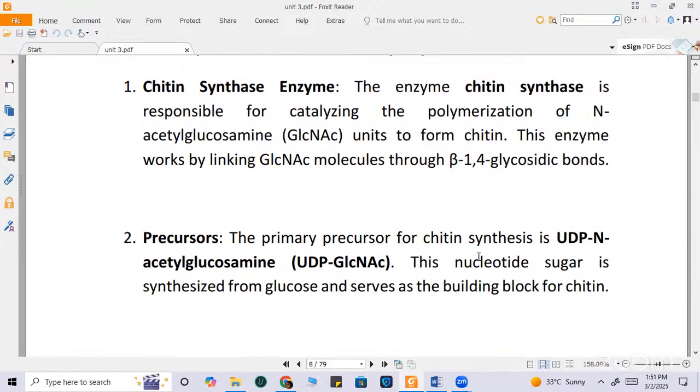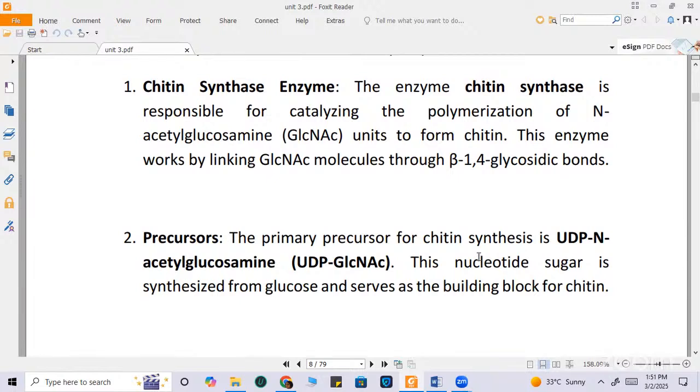Phosphoacetyl glucosamine mutase converts it to N-acetyl glucosamine 1-phosphate. Then the UDP N-acetyl glucosamine pyrophosphorylase enzyme converts N-acetyl glucosamine 1-phosphate to UDP N-acetyl glucosamine. So UDP N-acetyl glucosamine, as we have talked, is the precursor of the chitin. This is how the chitin will be made. From the UDP N-acetyl glucosamine, the chitin synthesis takes place. This is the same information that I have given here for the purpose of the notes.